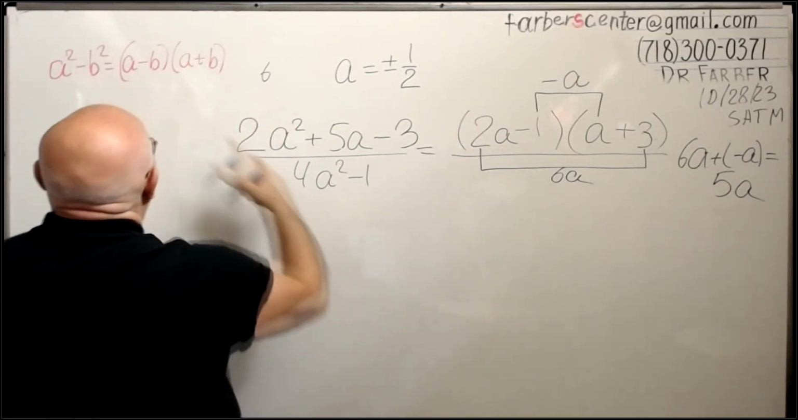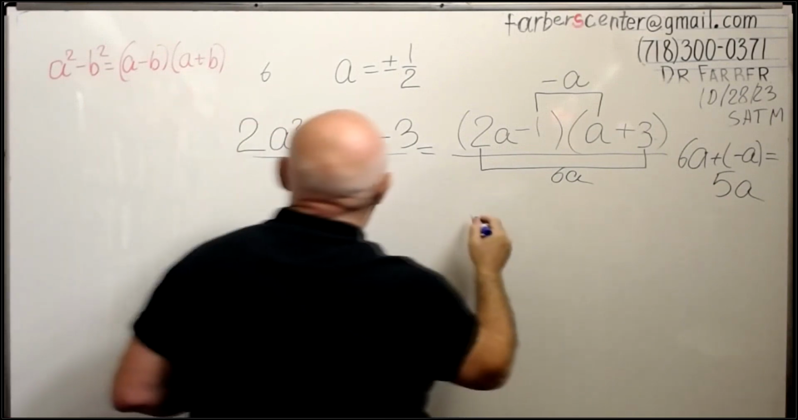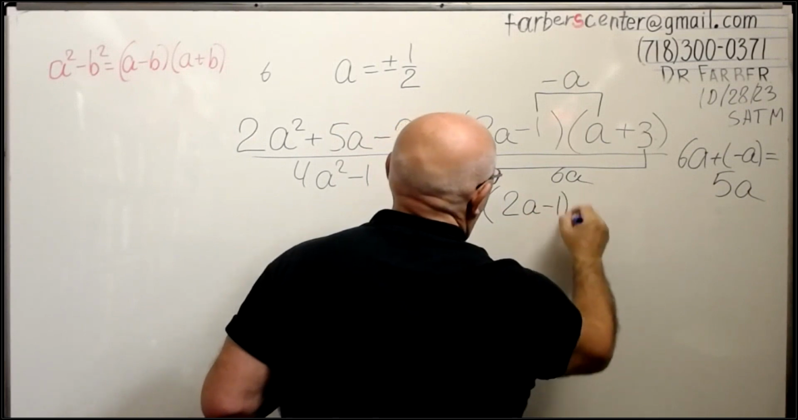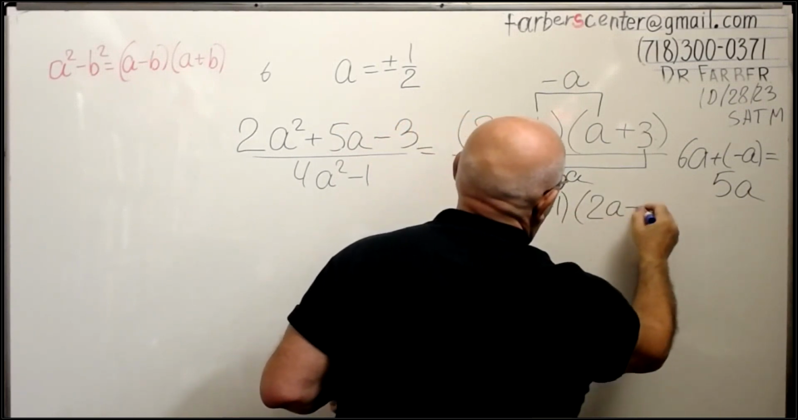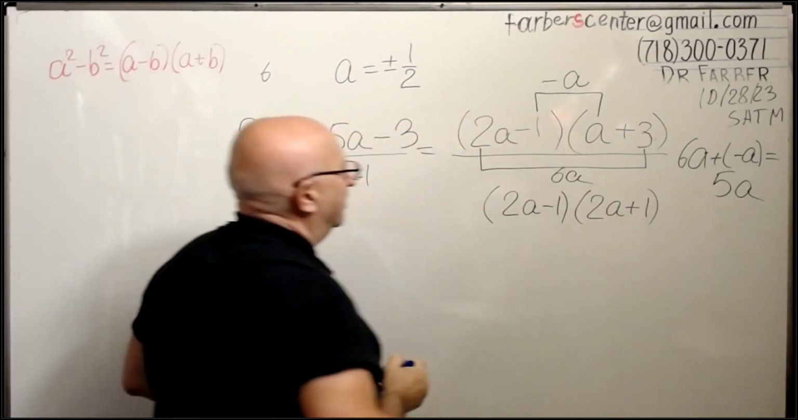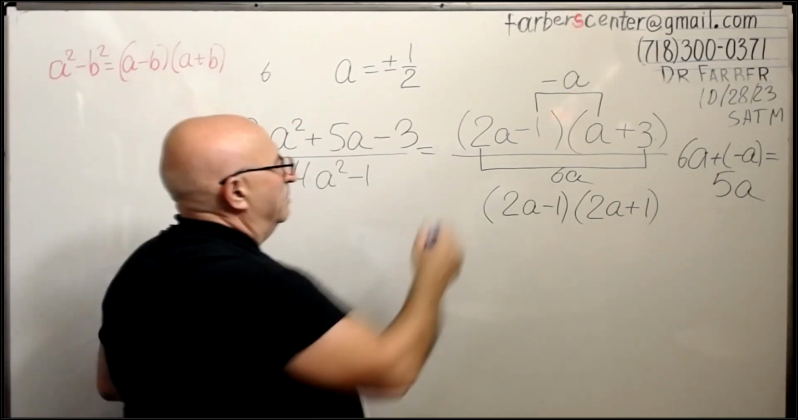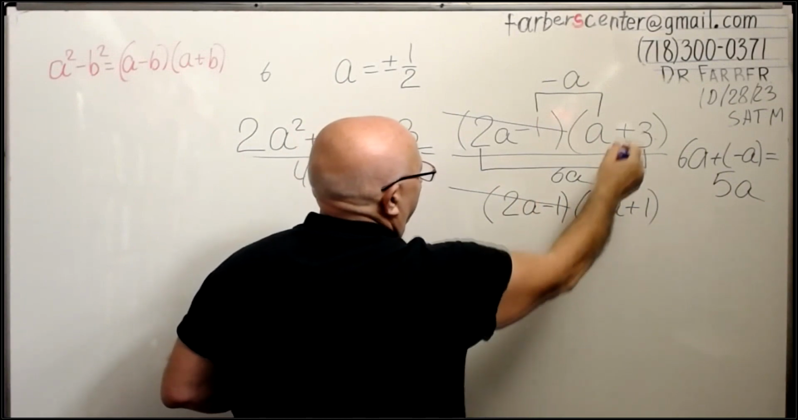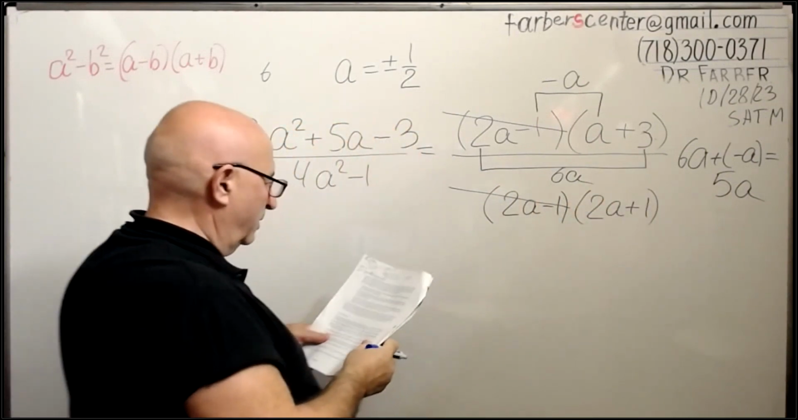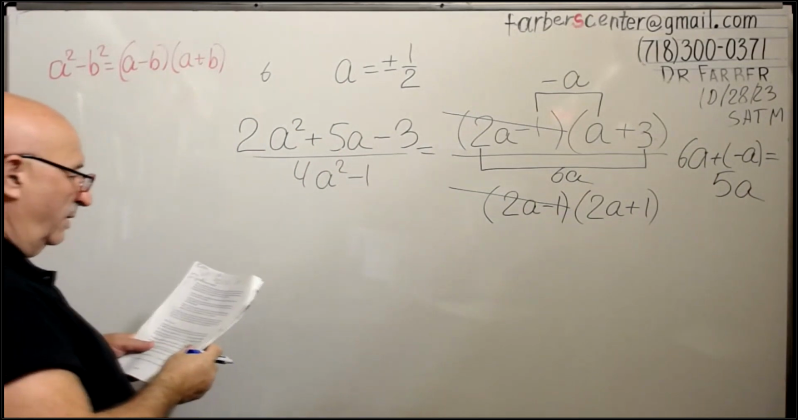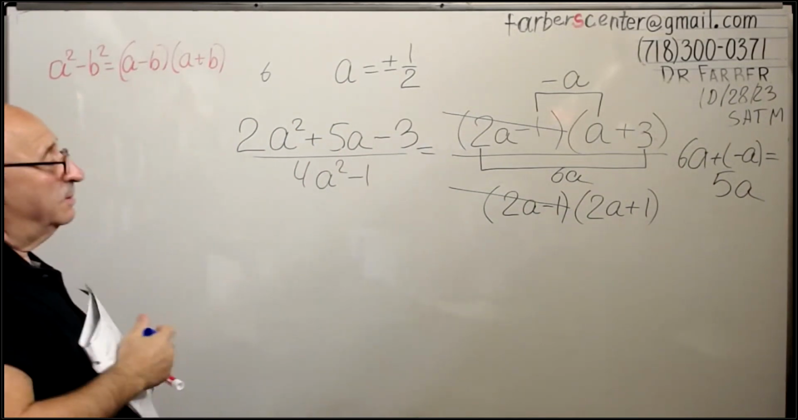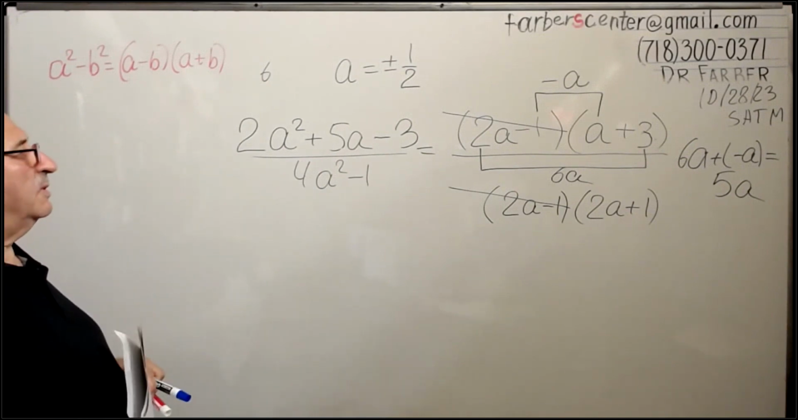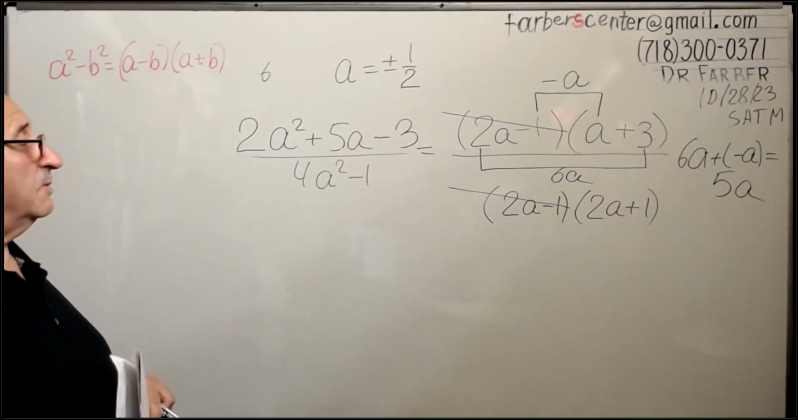What about the denominator? The denominator I factorize this way: 2a minus 1 times 2a plus 1. And after that, 2a minus 1 and 2a minus 1 cancel out. And what is left? What kind of answer do we have? a plus 3 divided by 2a plus 1. Yes. So it's a good idea to factorize. Everywhere we use factorization. You can use long division, but this is faster.